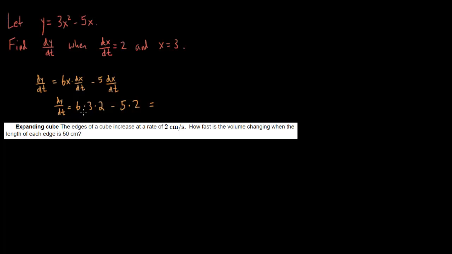So what do we get? 6 times 3 is 18 times 2, so 36. 36 minus 10 equals 26. Okay? So that's it. Y is changing at a rate of 26 something whenever x is 3 and x is changing at a rate of 2 something. Whatever those rates are, whatever the context is, doesn't make a difference at this point. But that is the basic idea of a related rates equation.